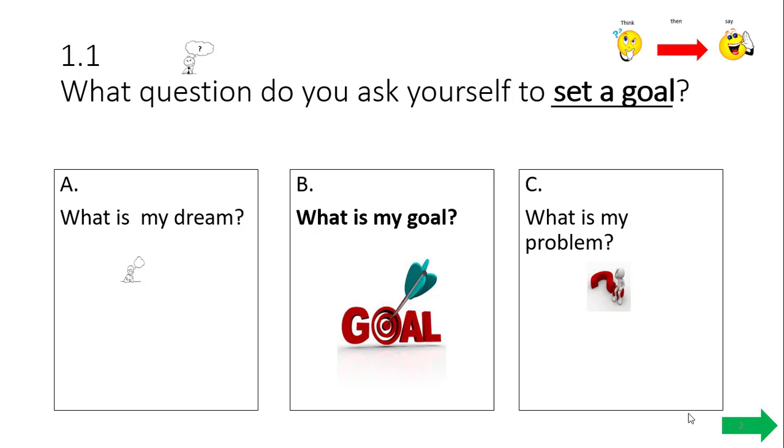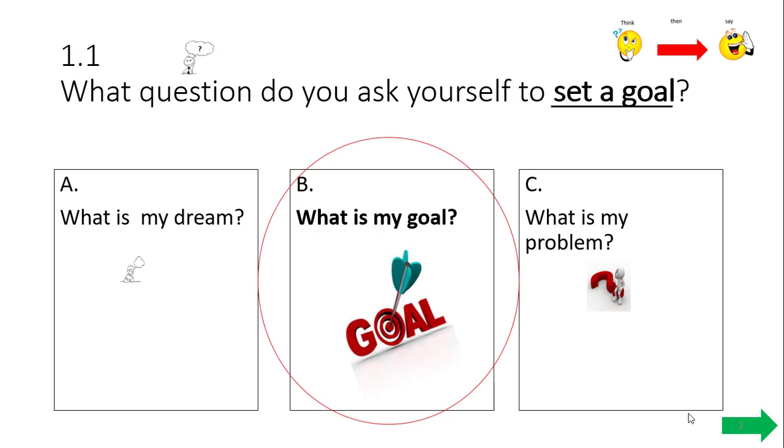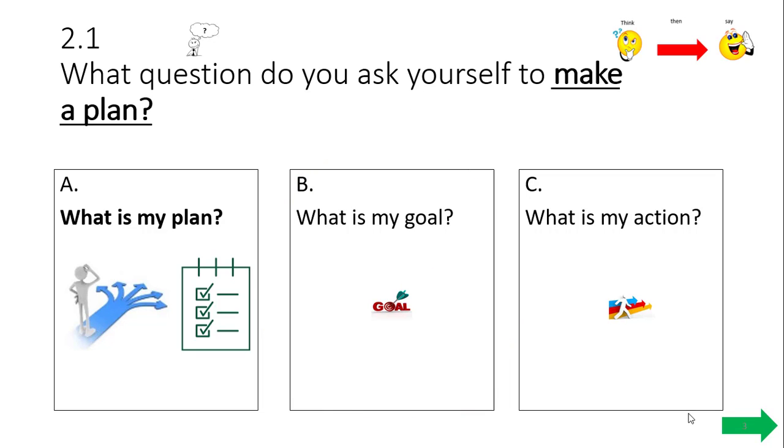Question 1. What question do you ask yourself to set a goal? Notice that the question is about setting a goal. We're going to point to B. B is what is my goal? This is the correct answer. This is the question that we ask ourselves to set a goal. Remember, all of the symbols, the questions, and the answers are matching here about setting a goal.